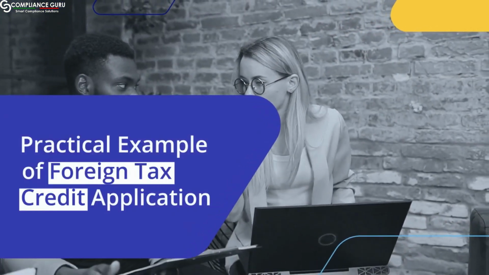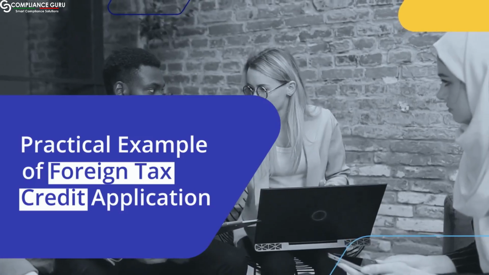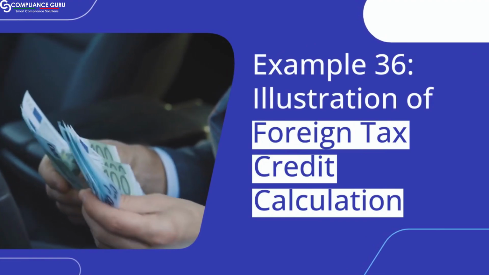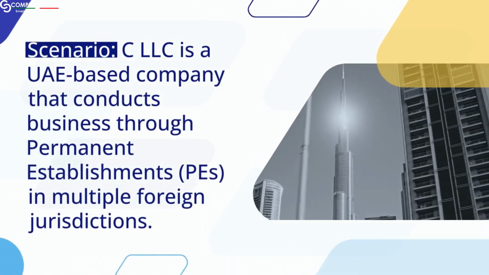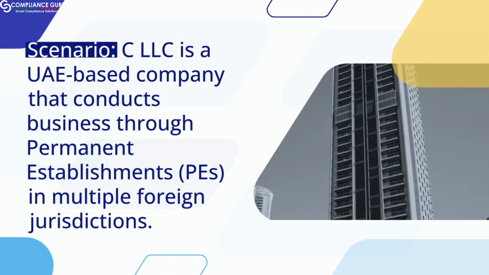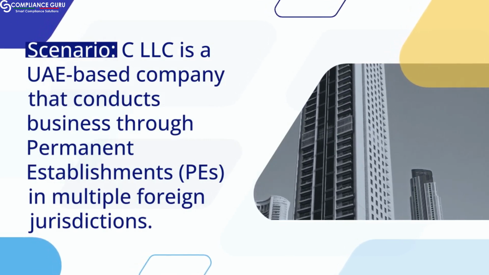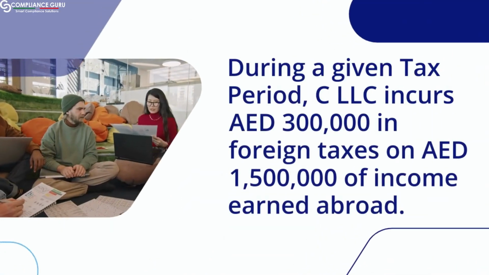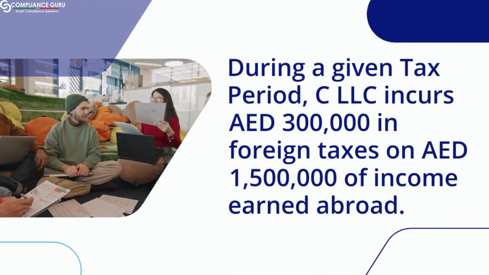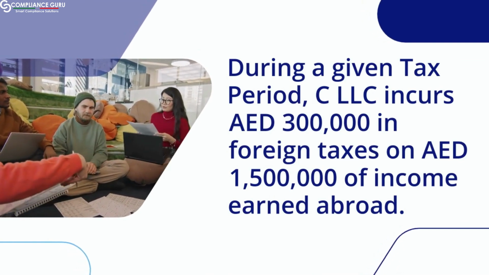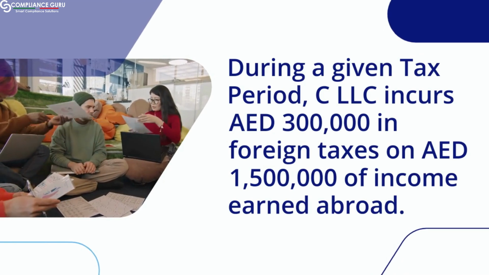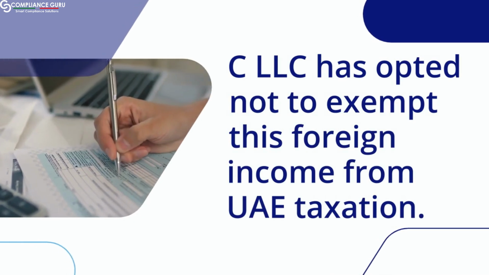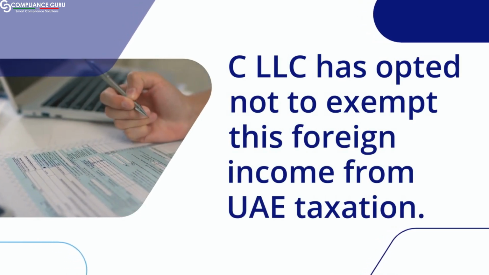Practical example of foreign tax credit application. Example 36, illustration of foreign tax credit calculation. Scenario. CLLC is a UAE-based company that conducts business through permanent establishments, PEs, in multiple foreign jurisdictions. During a given tax period, CLLC incurs AED 300,000 in foreign taxes on AED 1,500,000 of income earned abroad. CLLC has opted not to exempt this foreign income from UAE taxation.